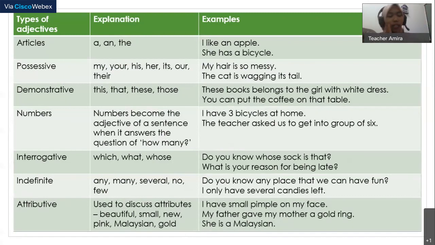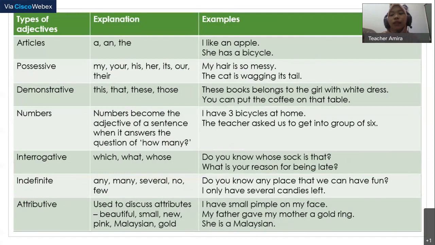I hope you do. If you have any question, you can just write it down, just like the others have done. And also, what else? Okay, my father gave my mother a gold ring. So, we are talking about the ring. The ring is the noun. So, gold is the attribute of the ring. So, the ring is golden. It's not a silver ring, it's not a plastic ring, it's a gold ring. Okay, the attribute is made of gold.